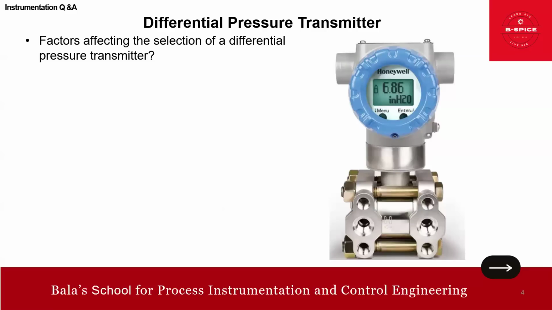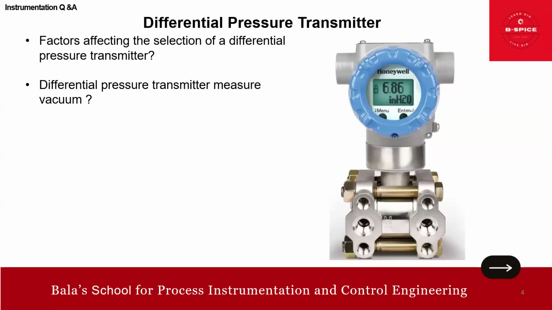Yes. So the factors affecting the selection of differential pressure transmitter include pressure range, accuracy, fluid type, properties, of course, the process temperature and pressure, and of course, the process connection and specific features like digital communication or intrinsic safety. These are the factors we should focus on that will impact the selection of differential pressure transmitter.